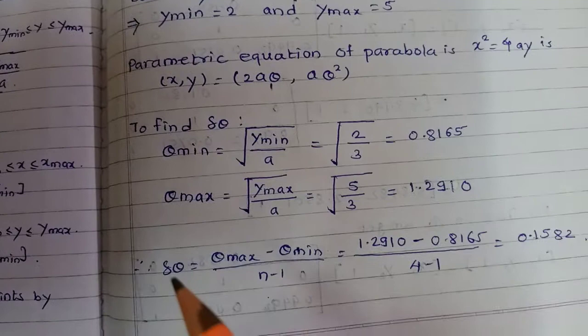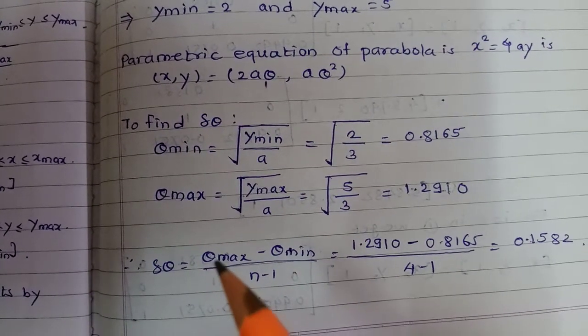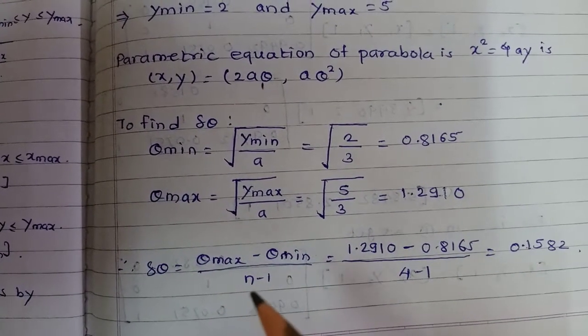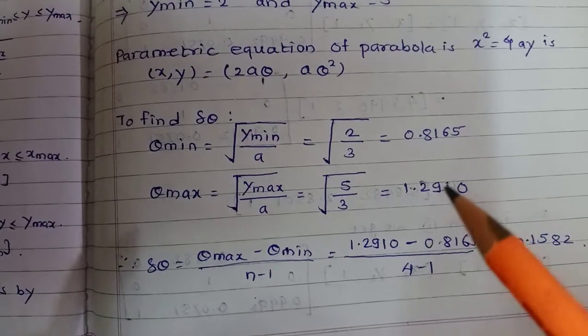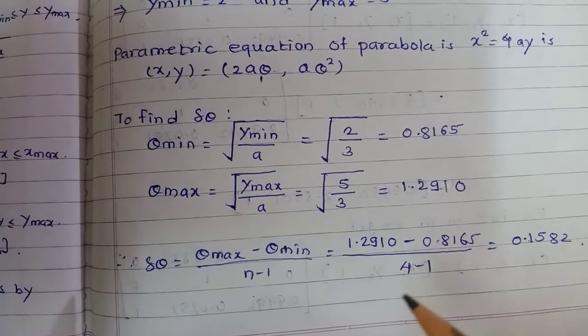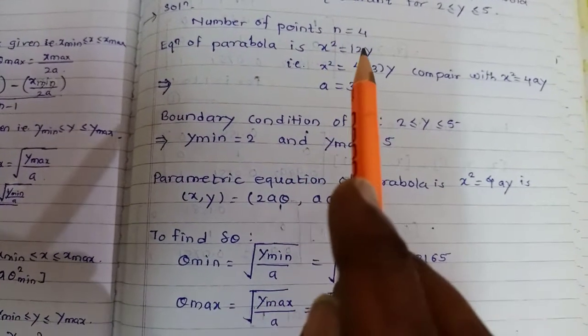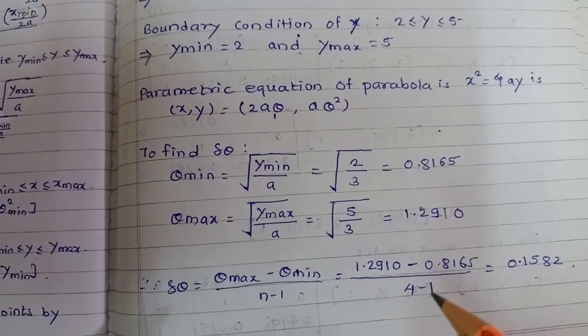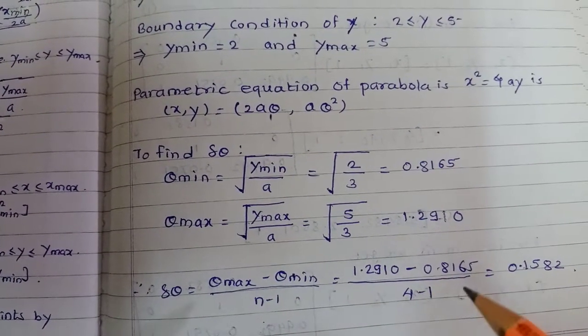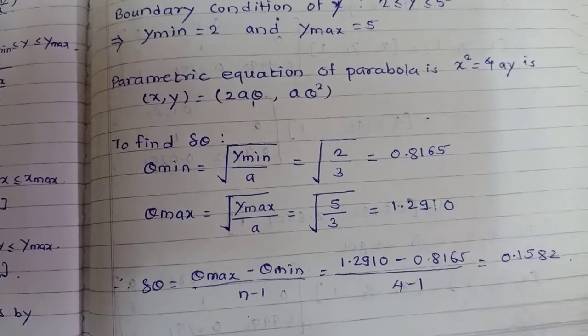In the next line we have to write down delta theta, which is equal to theta max minus theta min divided by n minus 1. So put our theta max value, theta min's value, divided by n's value, which is 4 here, so we write down 4 minus 1. Do the calculation in our calculator, we get the required answer.